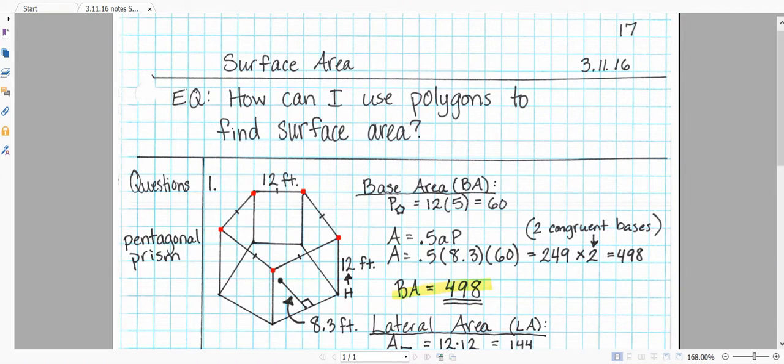Lately, we've been studying a lot about area of polygons. Well, we're going to go ahead and apply that knowledge today to find surface area. So take a look at example number 1 here on the paper.